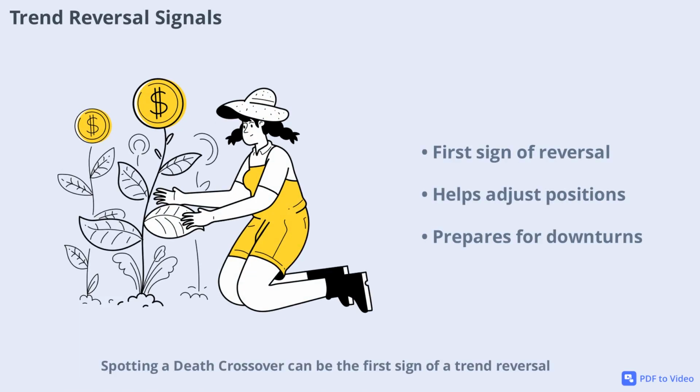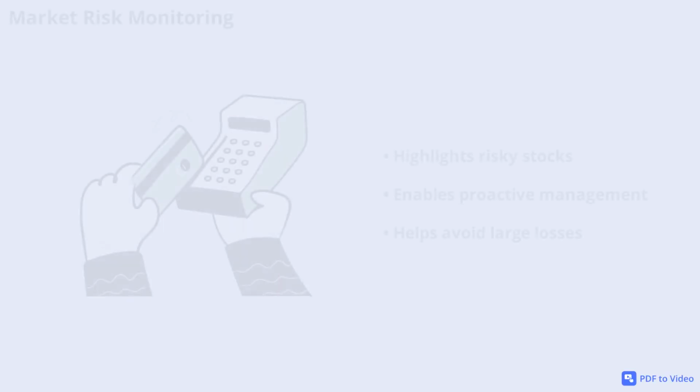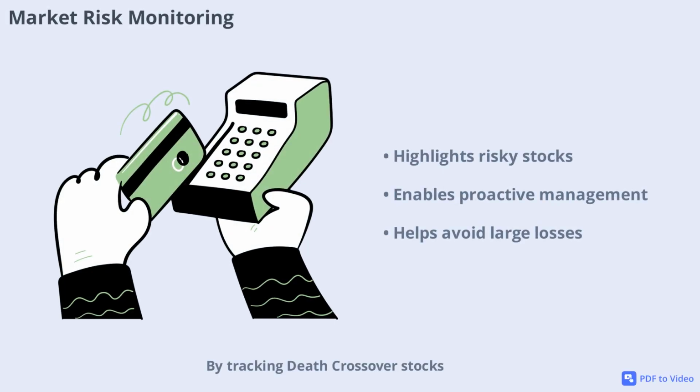Spotting a death crossover can be the first sign of a trend reversal. When a stock has been in an uptrend and suddenly the short-term average dips below the long-term, it's a signal that the bullish phase may be ending. Traders use this information to adjust their positions and prepare for possible downturns. By tracking death crossover stocks, traders can monitor market risk more effectively.